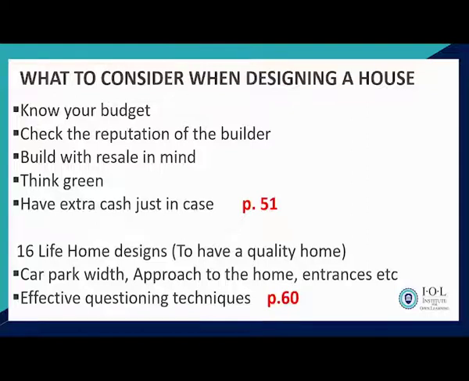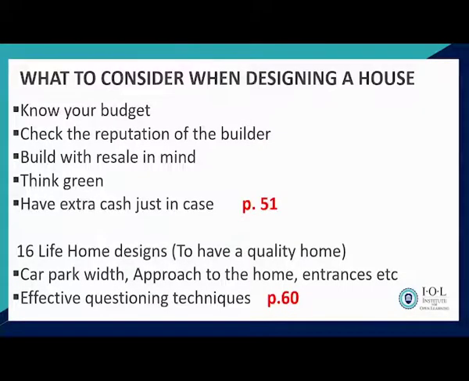Then we also need to think green. How can we conserve the resources? How can we protect the environment? Yes. Then we also need to have extra cash, just in case. Materials may change, and if we don't have extra cash, sometimes we may leave the project uncompleted.